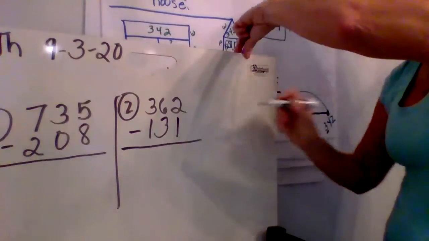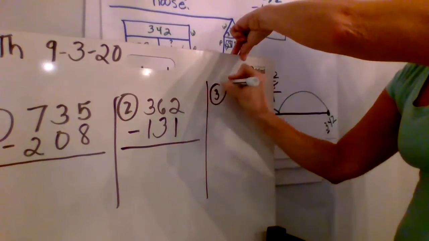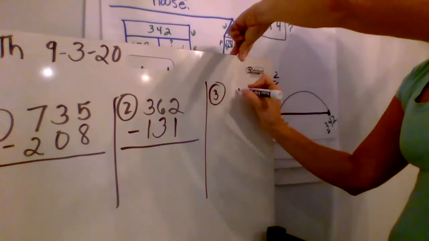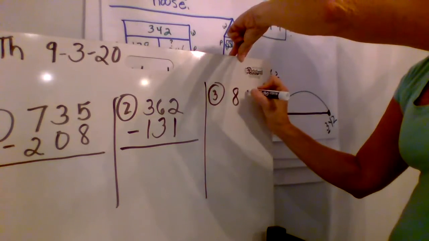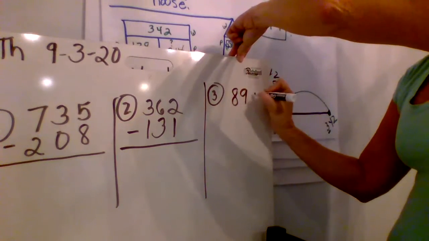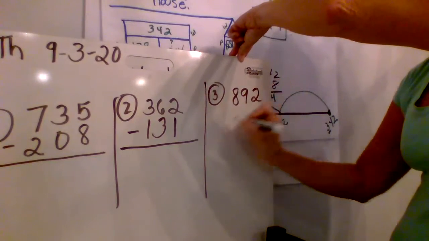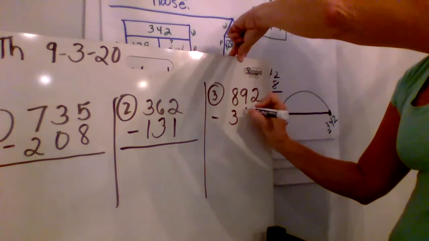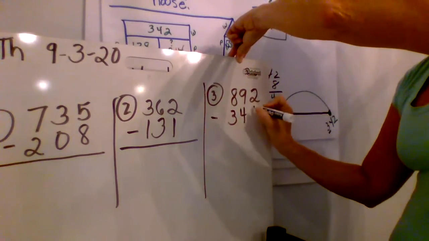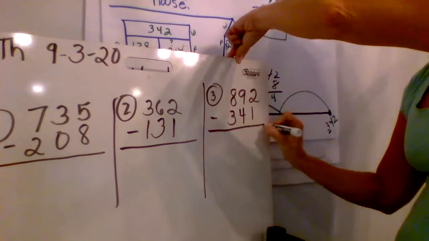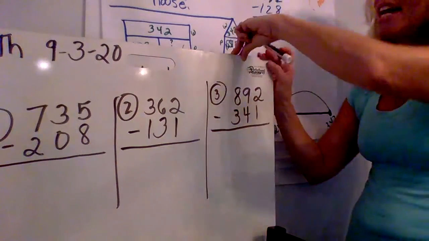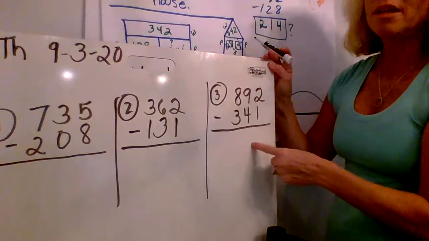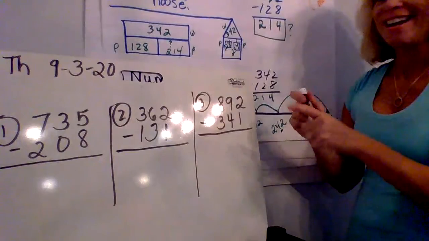Sorry about the glare. And number 3, you're going to try the number line. Let's do the greatest number. We'll do 892, take away 341. Okay, so go ahead and try place value blocks. Part, whole, number line. Have fun.